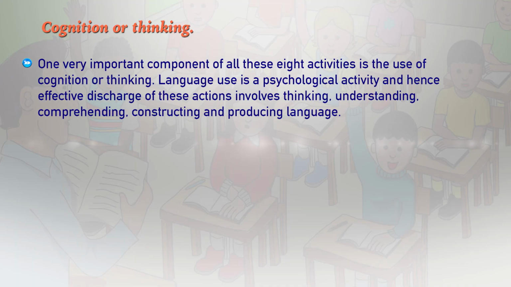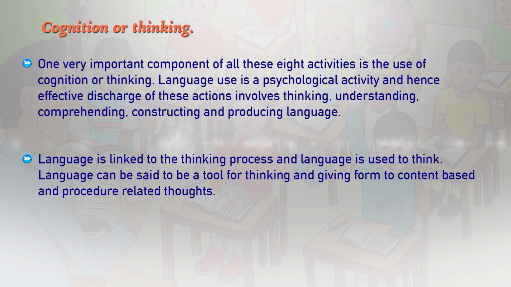One very important component of all these 8 activities is the use of cognition or thinking. Language use is a psychological activity and hence effective discharge of these actions involves thinking, understanding, comprehending, constructing and producing language. Language is linked to the thinking process and language is used to think. Language can be said to be a tool for thinking and giving form to content-based and procedure-related thoughts.